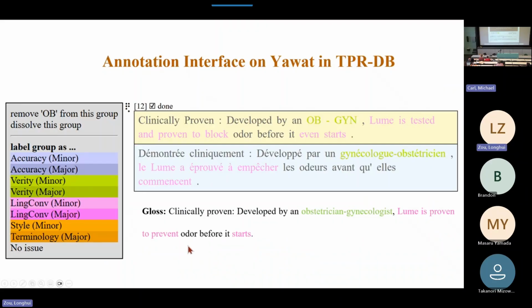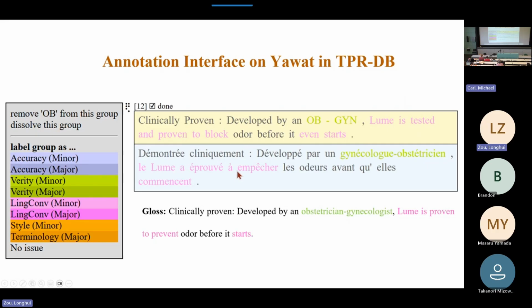Here's the annotation interface on the Yawa tool in TPR-DB. We apply the same error annotation as Brandon. The only difference is that on TPR-DB, the errors are counted by word. For instance, in this example, the source segment is: clinically proven, developed by an OBGYN. Loom is tested and proven to block odor before it even starts. And one of the translations is this French sentence.